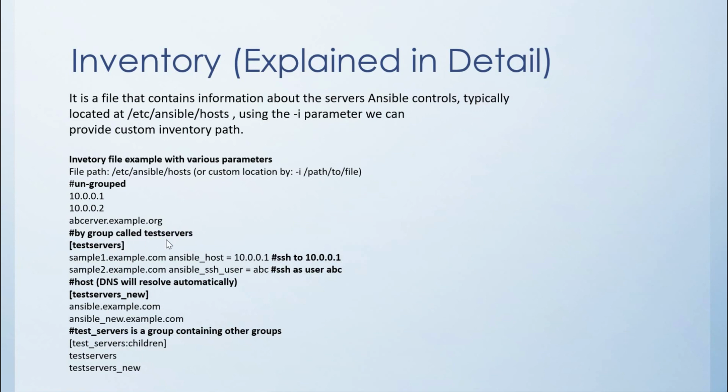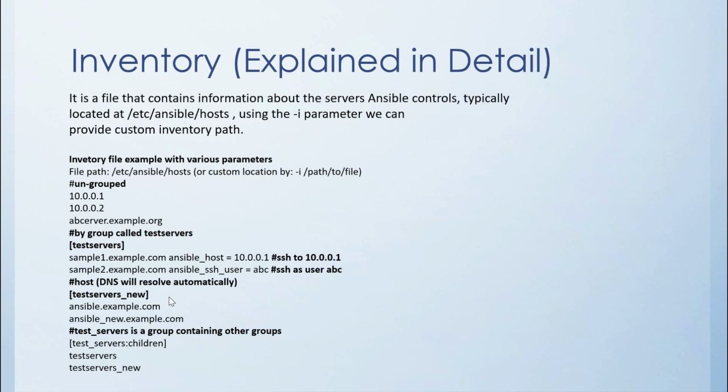We make a group of test servers and put the domain names inside it, sample1.example.com, sample2.example.com, and there we have specified ansible_host equal to this. So Ansible will log into this server using SSH. And if we specify ansible_ssh_user equal to abc, then Ansible will log in to that server using the username abc.